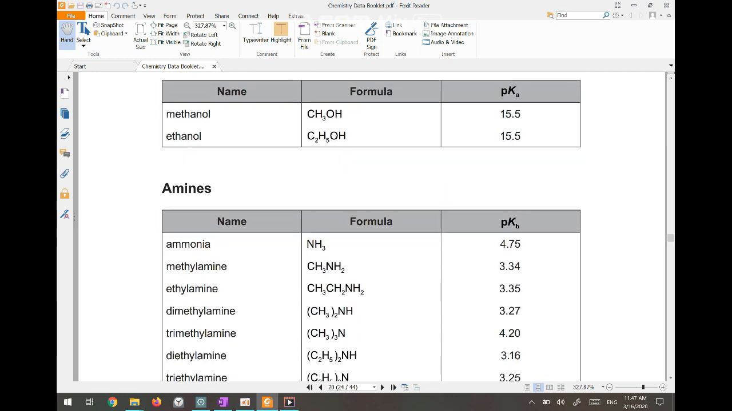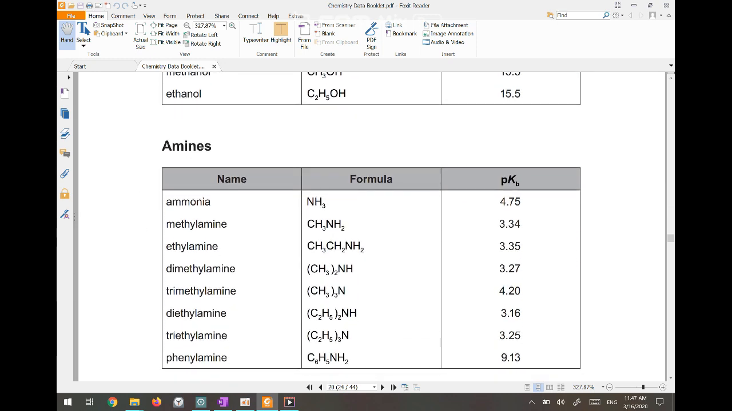In the last table, you have the amines. You know that the amines are bases. They have nitrogen, so the nitrogen has a lone pair. It can accept the H plus, so it is a base. The pKb for the different amines are given here in the last column. So you can use them if the pKa or pKbs are not given in the question.